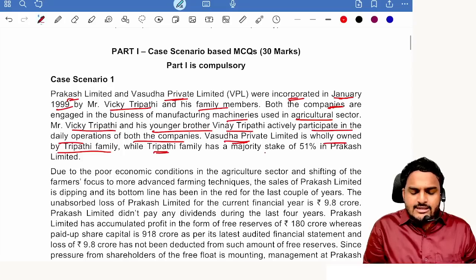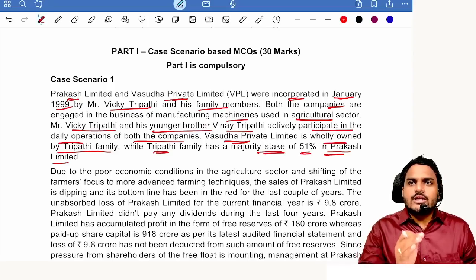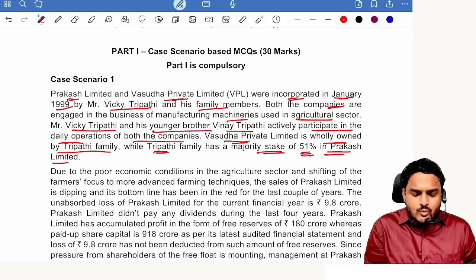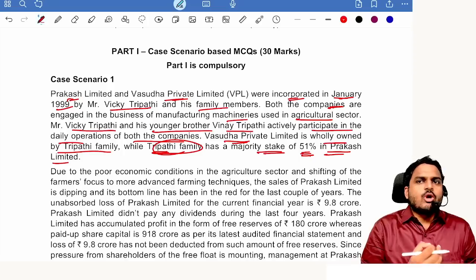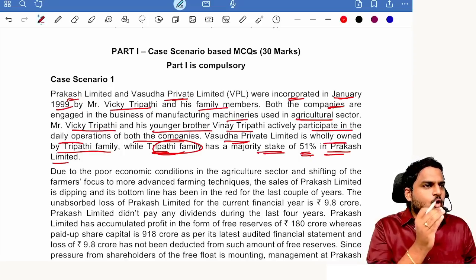While the Tripathi family has a majority stake of 51% in Prakash Limited, there is no relationship of holding and subsidiary. Who is the Tripathi family? Individuals or body corporates? Individuals. Only a body corporate gets the status of a holding company.